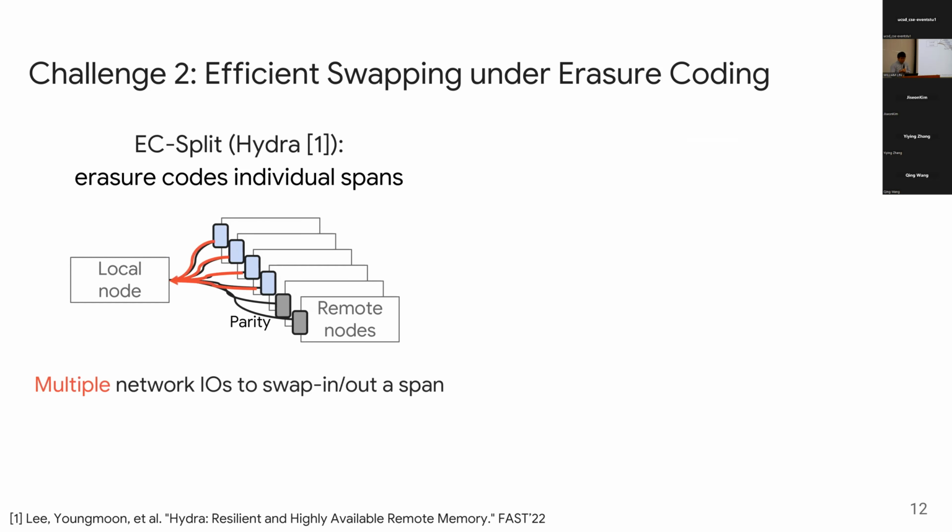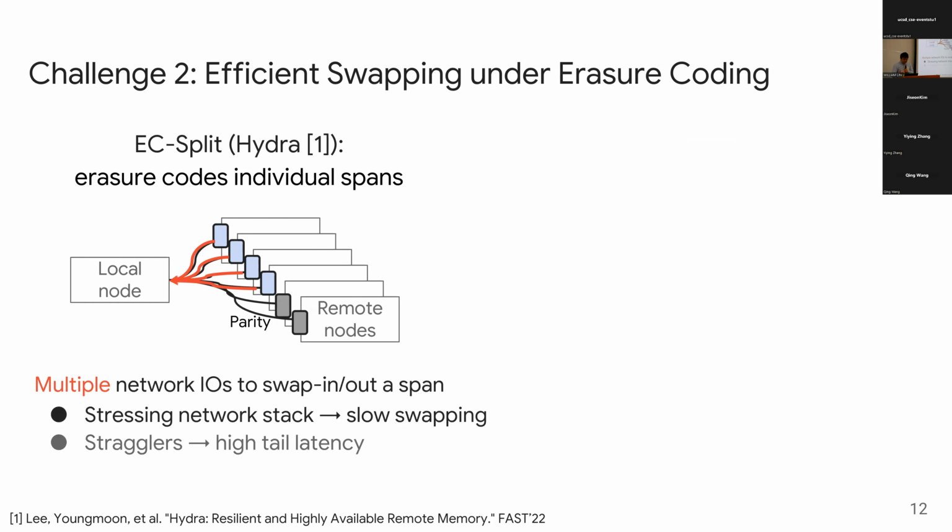However, the drawback of doing so is that the local node needs multiple network IO operations to swap in or out any single span because of the span splitting. These excessive network IO operations will stress the network stack and lead to slow swapping. It also makes the swapping or data fetch vulnerable to stragglers, for example, a straggler from the network. This would cause high tail latency for remote accesses.